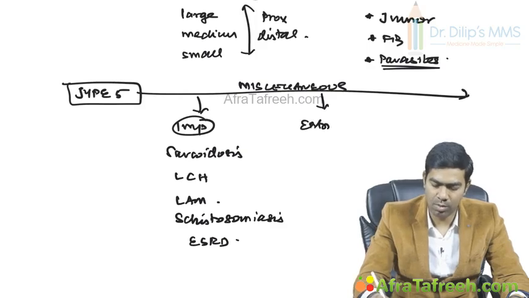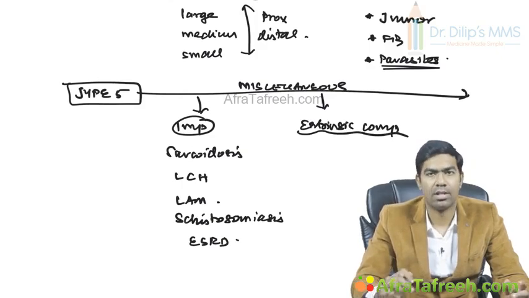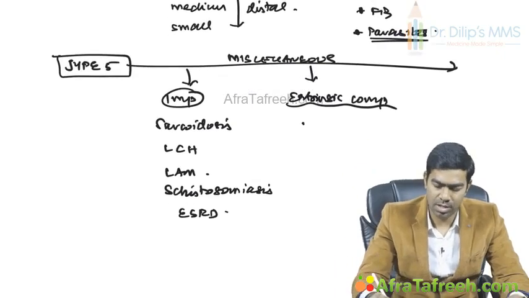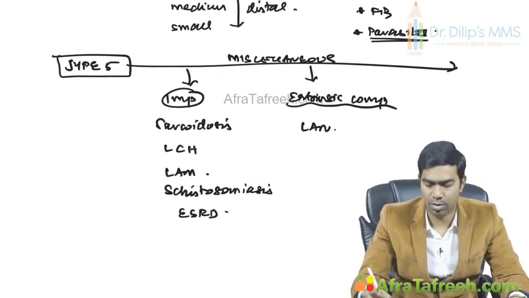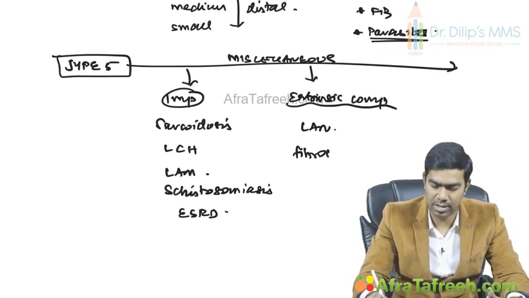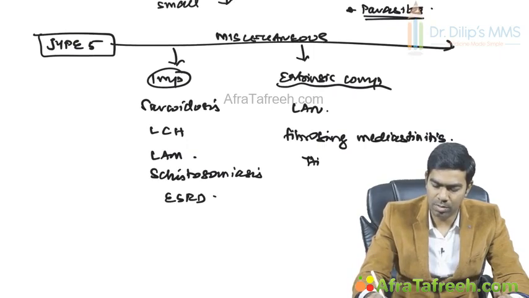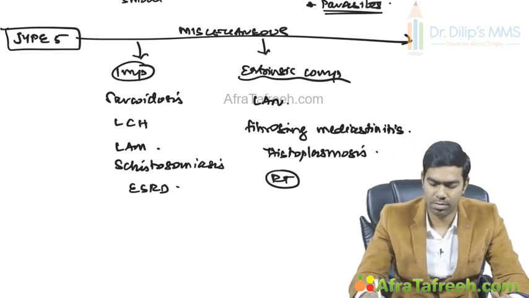Or the process could be due to extrinsic compression of the pulmonary vessels. Compression of the pulmonary vessels from the outside, not from the inside. So for example, a lymphadenopathy, especially mediastinal lymphadenopathy, or fibrosing mediastinitis, which is simply referred to as mediastinal fibrosis. Or it could be due to histoplasmosis, or it could even be due to radiotherapy to the chest that might cause all these problems.